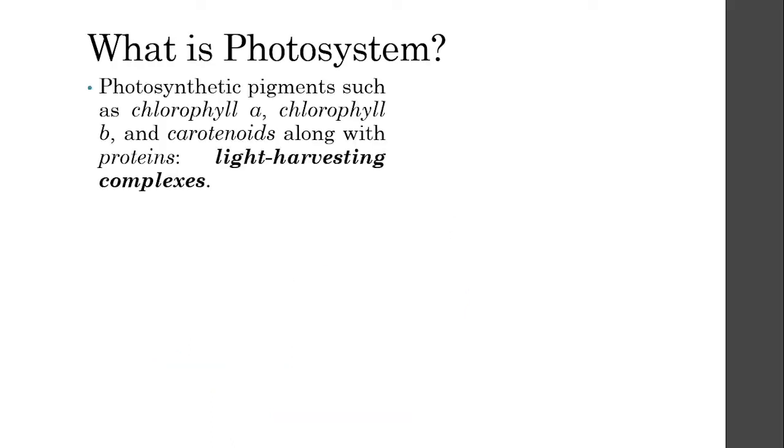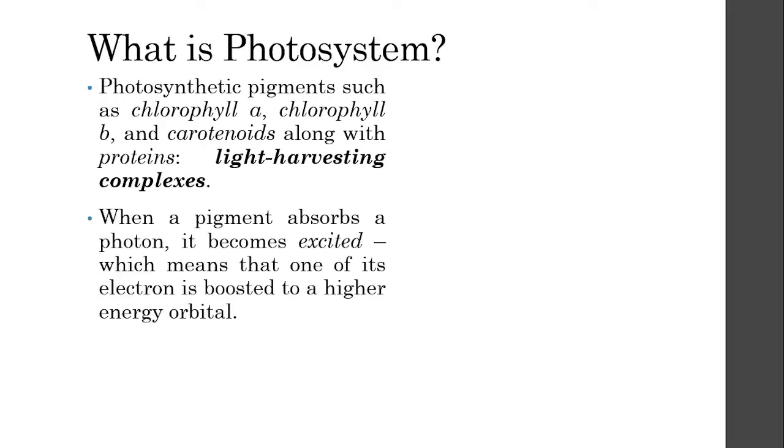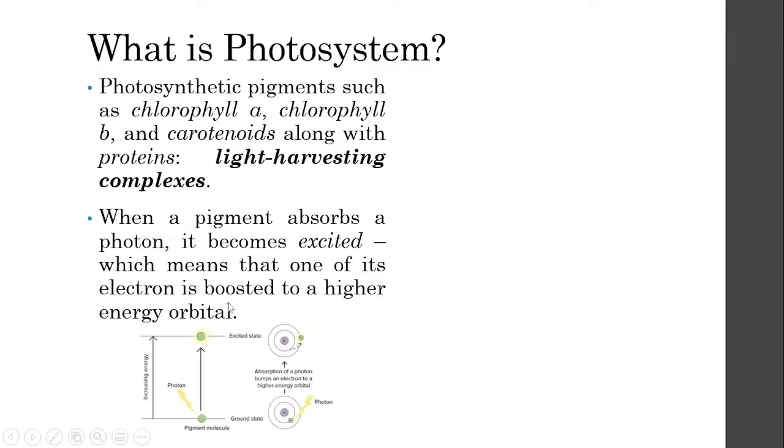What is a photosystem? Again, photosystems are a combination of photosynthetic pigments such as your chlorophyll A, chlorophyll B, and your carotenoids, along with proteins, and they are light harvesting complexes. When a pigment absorbs a photon, the light coming from the sun, it becomes excited, which means that one of its electrons is boosted to a higher energy orbital. So when the electron gets excited, your pigment right here receives a photon. This is similar to what was just discussed earlier, the picture that I showed. So it becomes excited, right?